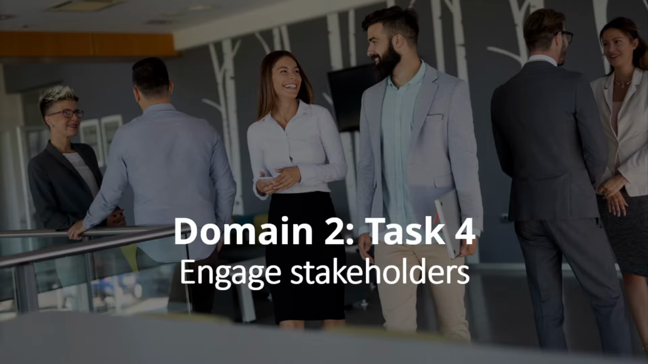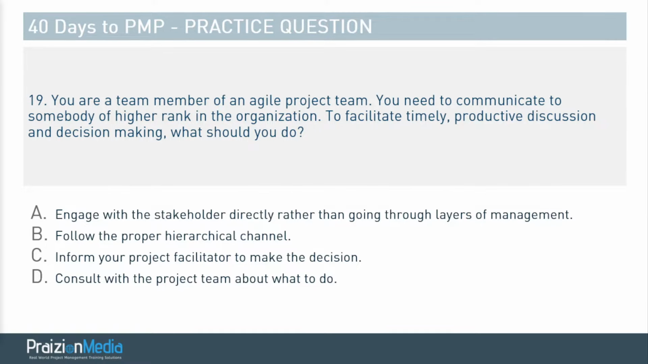But before we get into content on the road, let's jump into a few simple questions. The first question for today: you are a team member of an Agile project team. You need to communicate to somebody of higher rank in the organization. To facilitate timely, productive discussion and decision making, what should you do? A. Engage with a stakeholder directly rather than going through layers of management. B. Follow the proper hierarchical channel. C. Inform your project facilitator to make the decision. Or D. Consult with the project team about what to do.